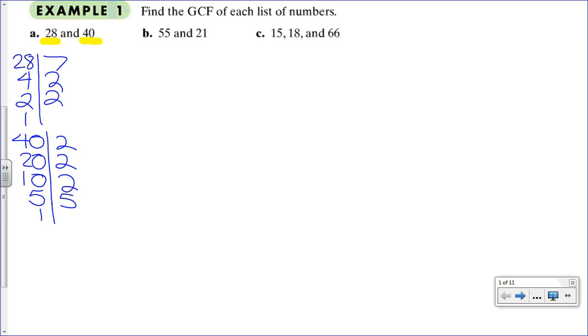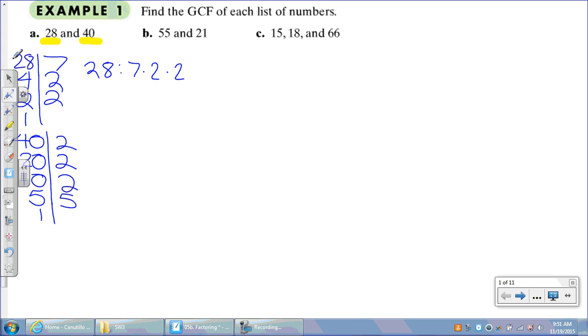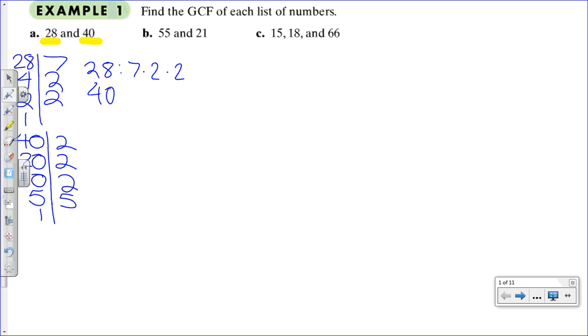So now what I'm going to do is just list them horizontally. 28 is the product of 7 times 2 times 2. I'm sorry, only two 2s. And 40 is the product of 2 times 2 times 2 times 5.